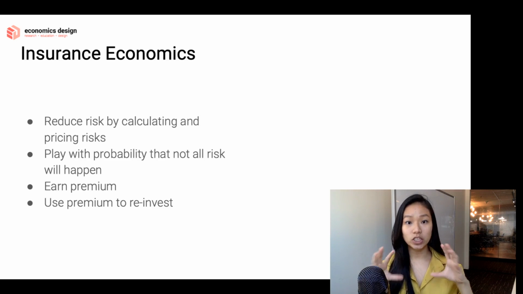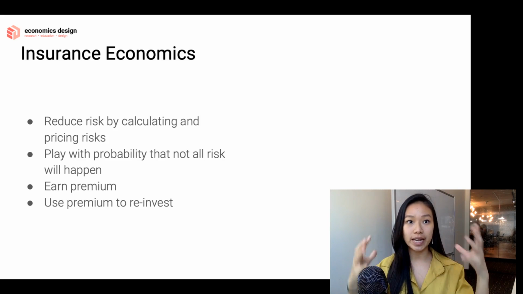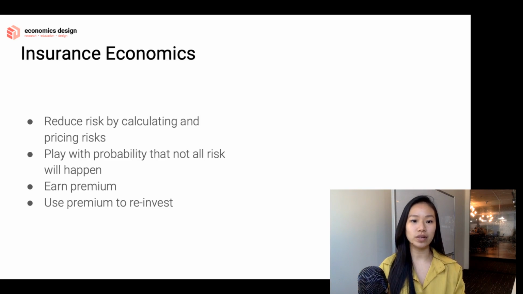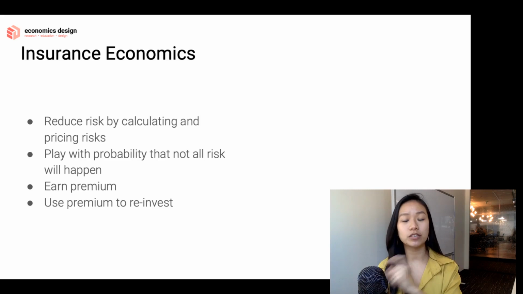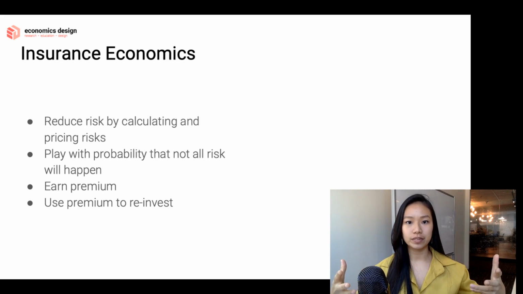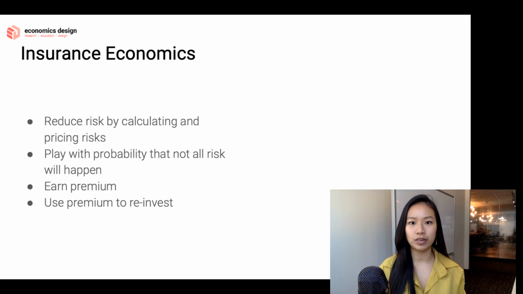So in the economics of insurance, the insurers, the people like AIA, AIG, AXA, and all these insurance companies, what they do, they will first calculate risk by calculating and pricing the different risks. So as I mentioned, you have a lot of these different people who are afraid of risk. And why are they afraid of risk?